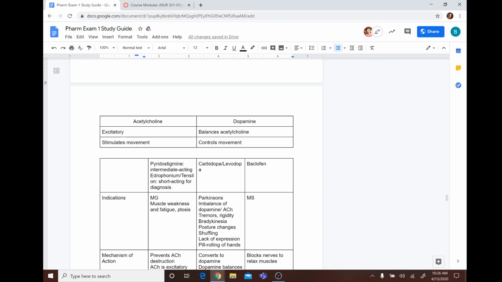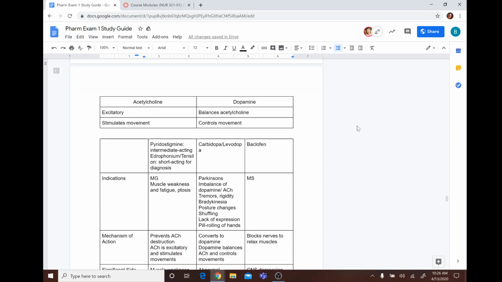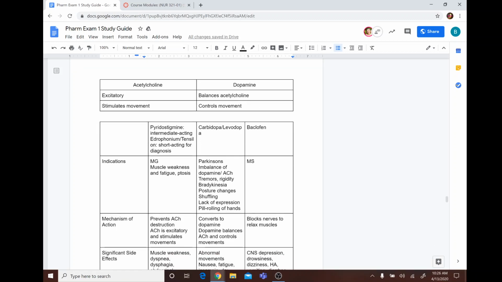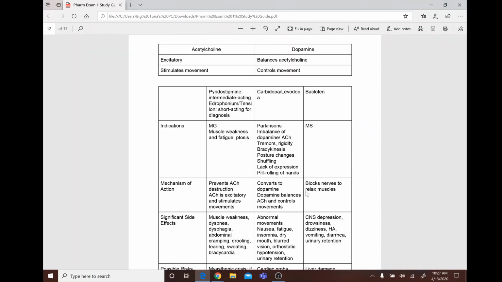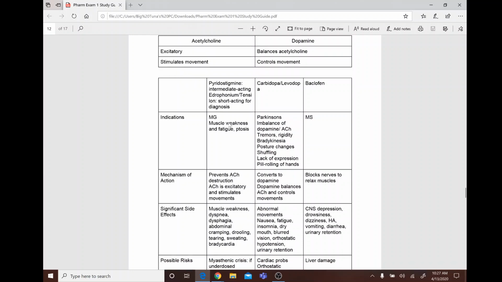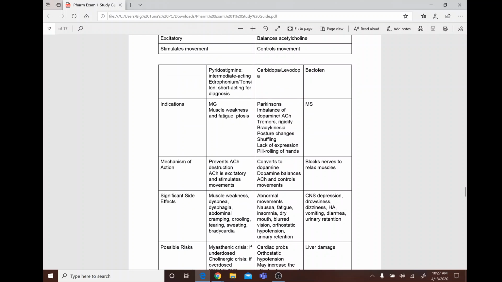Excitatory and stimulates movement. What does dopamine do? Balances acetylcholine and controls movement. All right, so we got pyridostigmine, which is intermediate acting, and we got edrophonium or Tensilon, which is short acting for diagnosis. All right, what is pyridostigmine or Tensilon used for? Myasthenia gravis, like muscle weakness, fatigue, and ptosis.